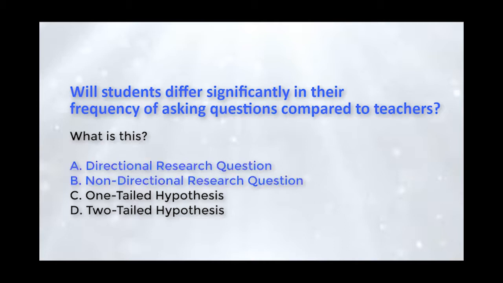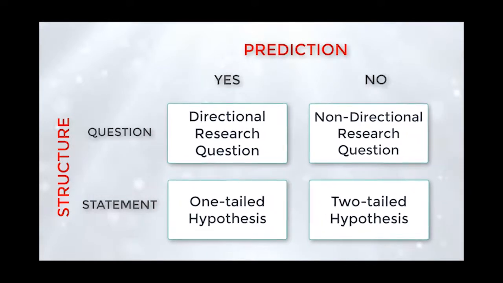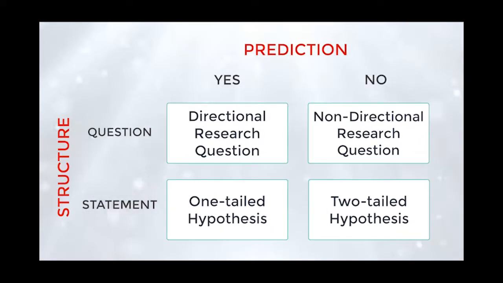First, you look at the structure and you notice it is phrased as a question. Second, you examine whether it predicts and you notice it does not make a prediction and is therefore a non-directional research question. So now we have seen how structure and prediction affect the types of hypotheses and research questions we can create. As you think about this topic from a broader perspective, we should briefly talk about how bold a researcher is willing to be.